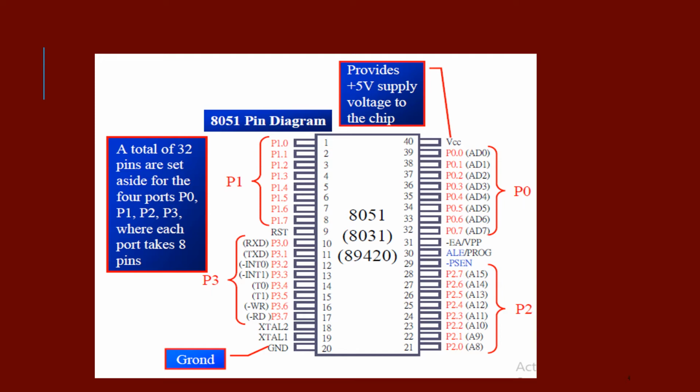So all the pins are multiplexed. Conventionally, port 3 is already engaged with some of the more important tasks like read write operation, serial transmission and reception, or interrupts or timers. So most of the plain IO operations are not carried out with port 3. Total 32 pins are set aside for the 4 ports P0, P1, P2 and P3.